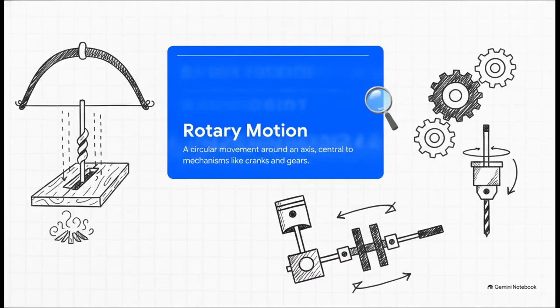You are literally seeing one form of motion transformed into another right in front of you. This converts linear reciprocating motion into rotary motion. And actually, that is a foundational mechanism in modern mechanical engines and drill presses. It's the exact same principle.